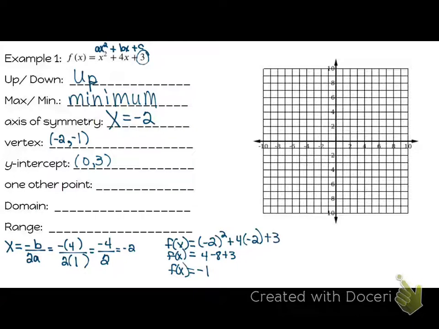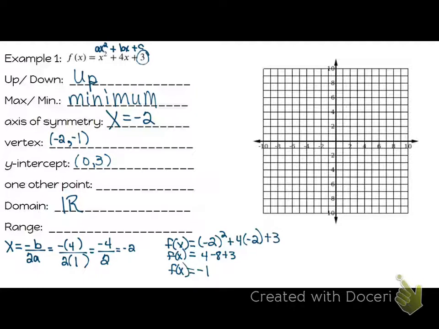The one other point, that's going to be our symmetry. That's going to be the new part, and we're going to come back to that in just a second. We're going to go ahead and answer domain. What's the domain of this quadratic function? All real numbers. And then, what's the range going to be?